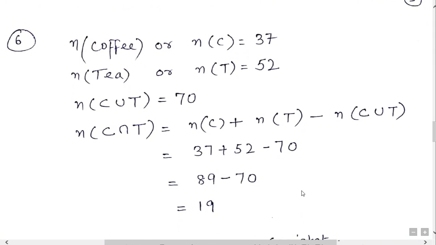In question number 6, n(coffee) means the number of people who like coffee. Second is those who like tea. This count is 37 and this count is 52, and total people are 70. You have to calculate the people who like both coffee and tea. n(C) plus n(T) minus n(C union T). It's 37 plus 52 minus 70. It's 89 minus 70. It's 19.